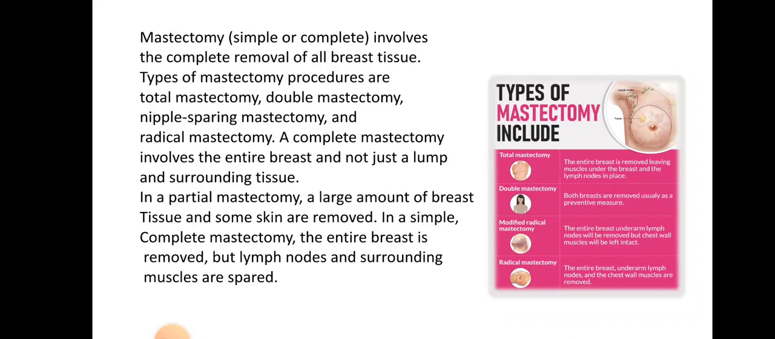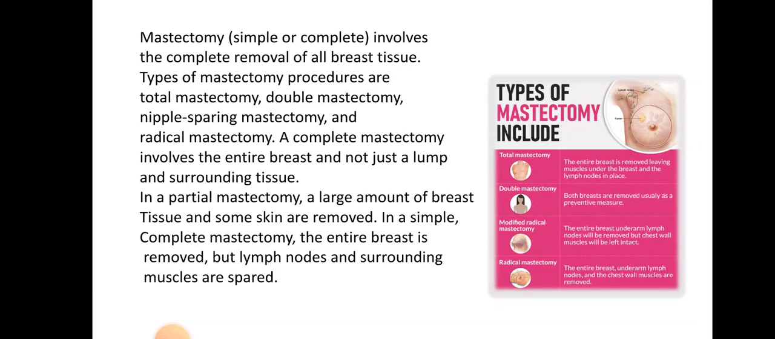Mastectomy: there are different types of mastectomy, such as total mastectomy, double mastectomy, modified radical mastectomy, and radical mastectomy. Mastectomy generally is removal of the whole breast. Depending on these procedures, the whole breast is treated to remove the breast neoplasm. Mastectomy involves a complete removal of all breast tissue. Types of mastectomy procedures are total mastectomy, double mastectomy, nipple sparing mastectomy, and radical mastectomy.